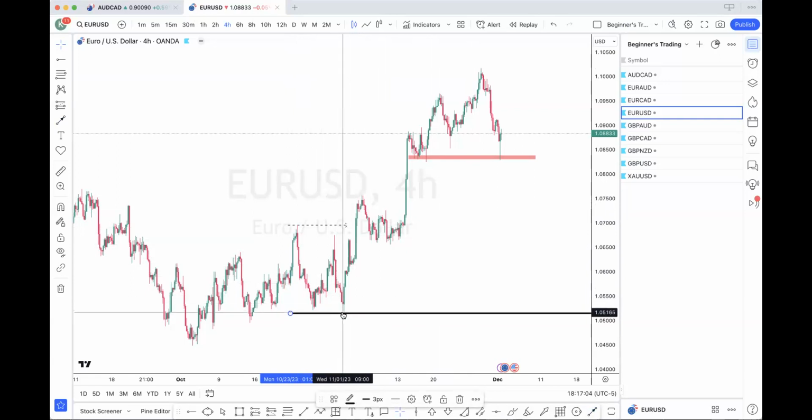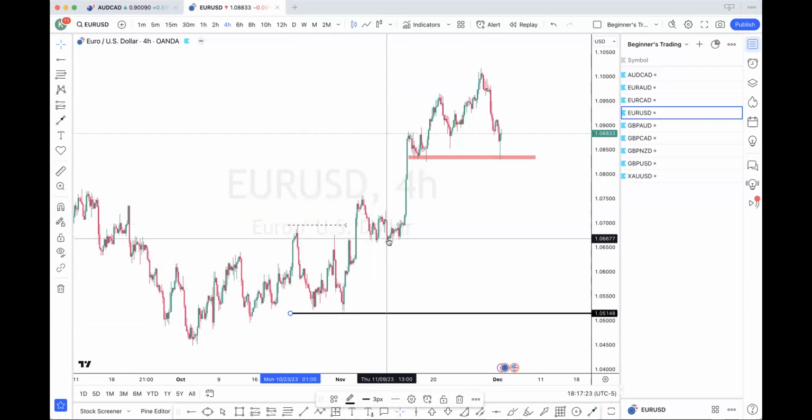So this was the last swing low, or part of the move that broke this structure. So this was part of the move that broke structure. So all of that is your swing low. That's not your swing low. That's not your swing low. This would be your swing low.